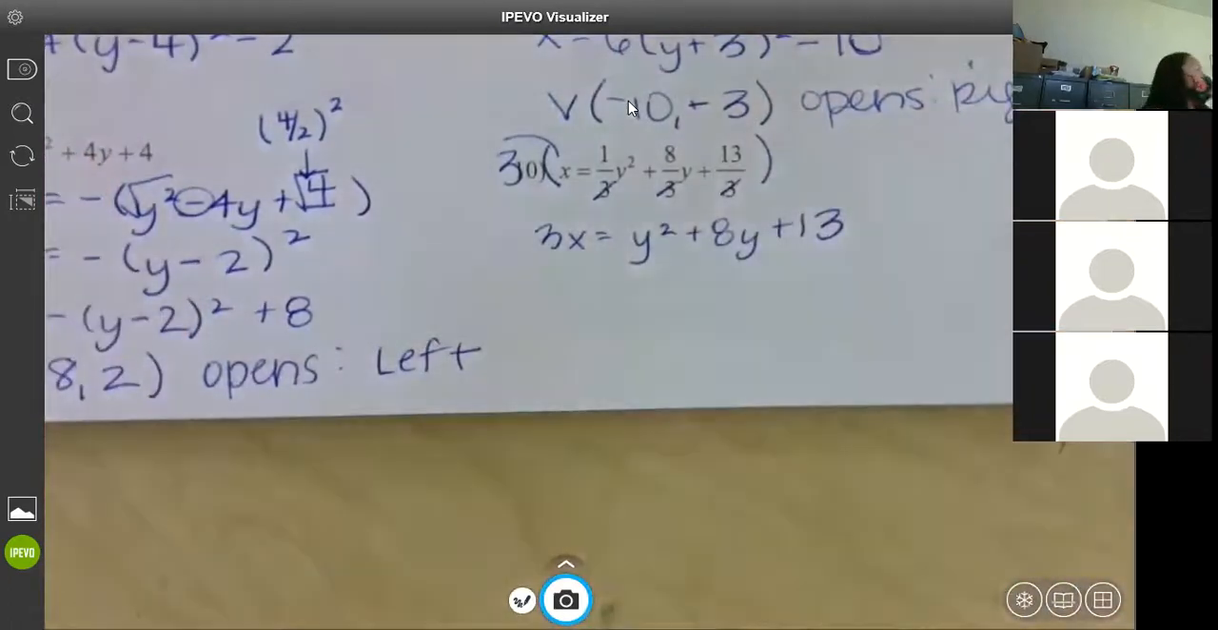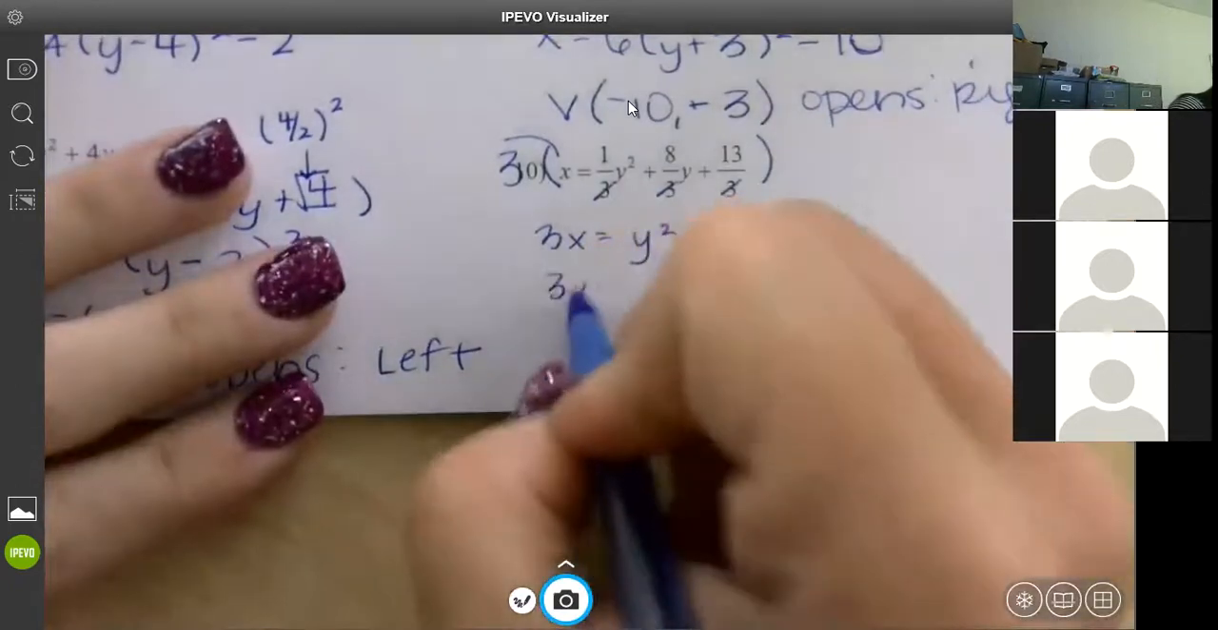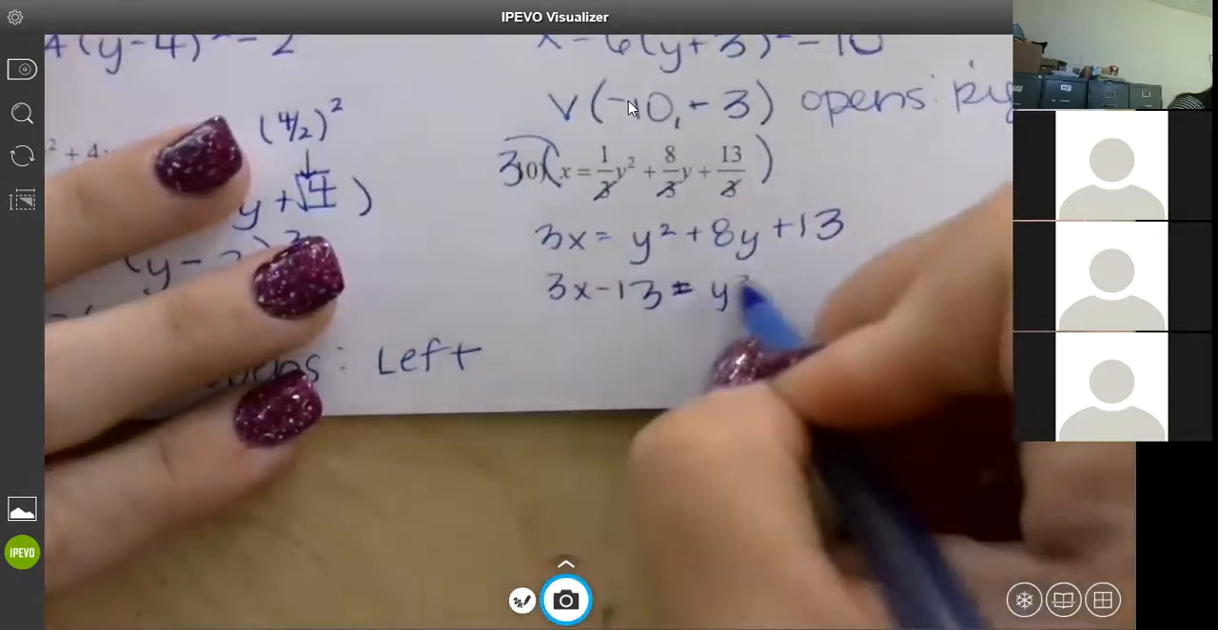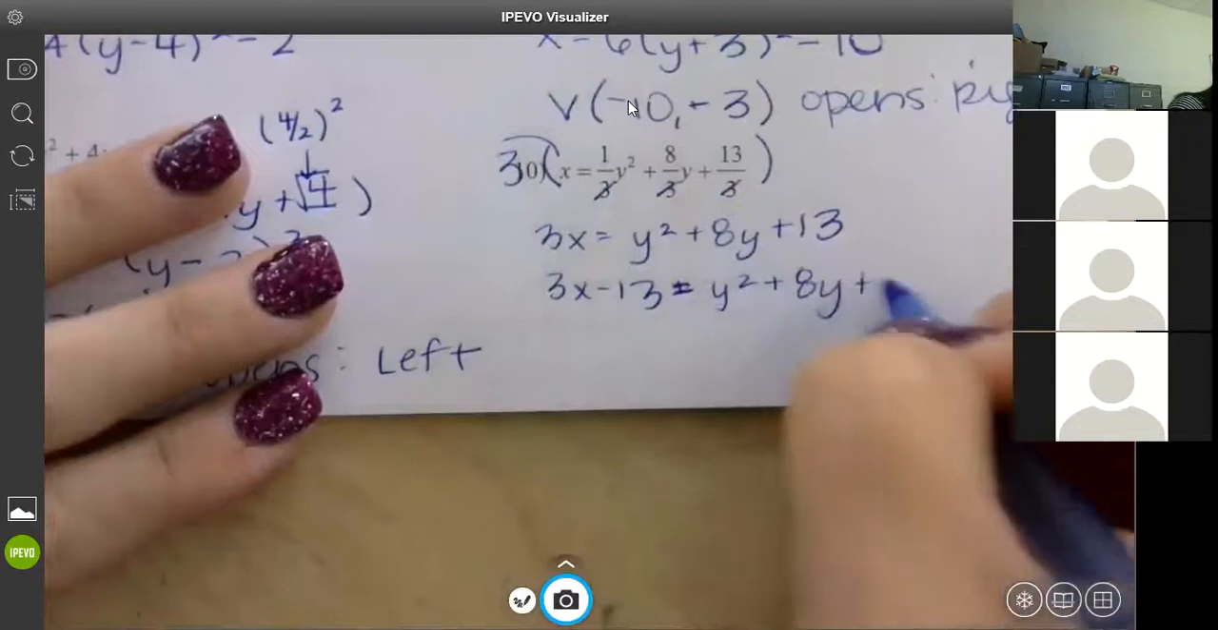Now it looks like our other ones. So that's it. Just multiply and get rid of that denominator. You don't want to work with it at all. All right. What do I do now? So subtract 13. Equals y squared plus 8y, and I can put in my blanks.